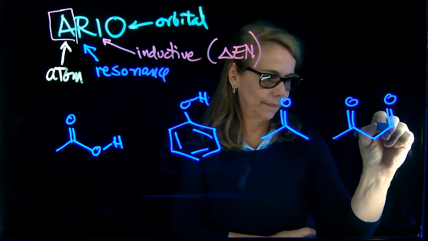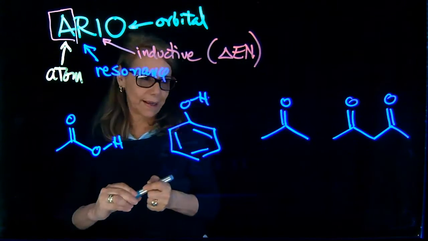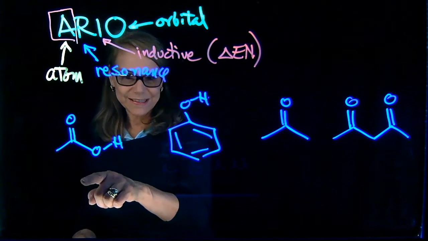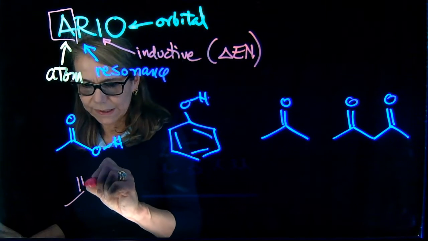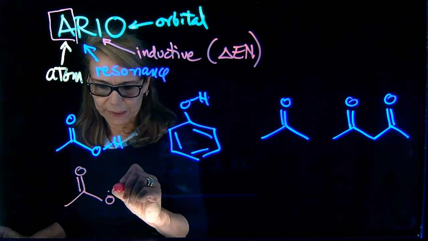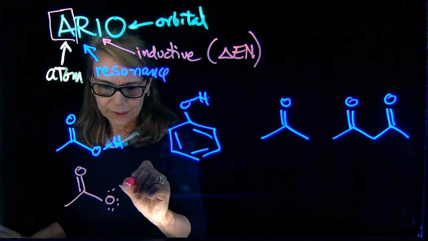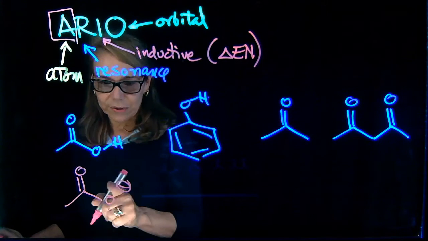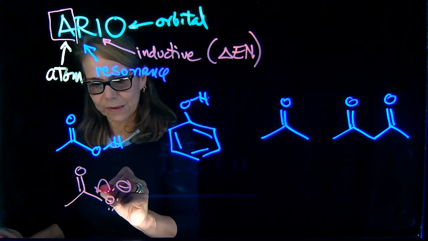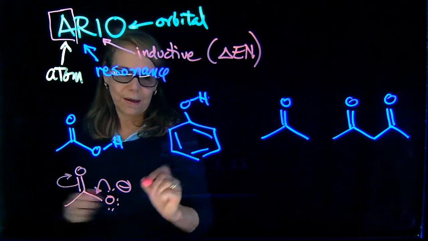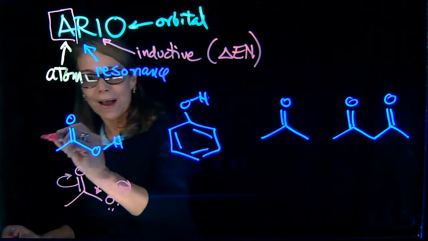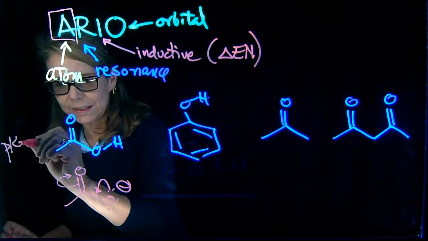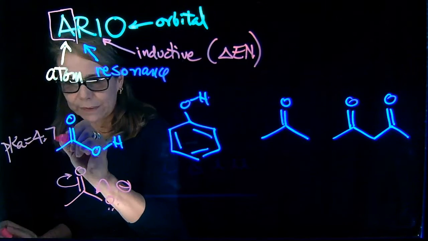Previously we said that carboxylic acids are stronger acids because here we see that in the conjugate base there are two things: charge on an oxygen, and also I can do resonance. So that was the strongest acid here. And in fact, the pKa of acetic acid is 4.7.